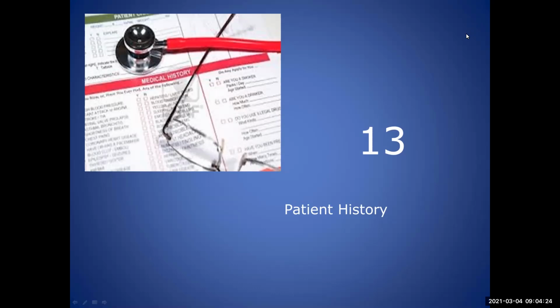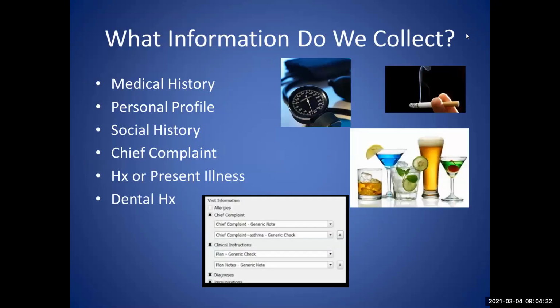And what is that starting point? It's the assessment, and you start with the patient history. Okay, that's the medical dental history. And what is the kind of information we're going to collect? You've got the medical history, which we have recently changed on Dentrix to the questionnaire, the personal profile, social history, chief complaint, a history of HX is history or present illness, and then the dental history. So you're trying to get all that information from the medical dental history.